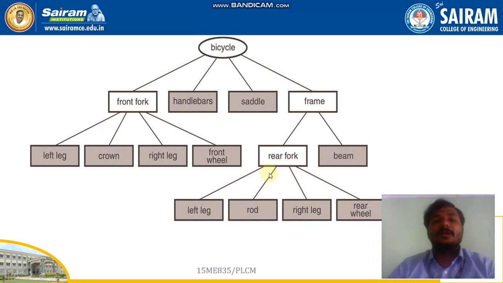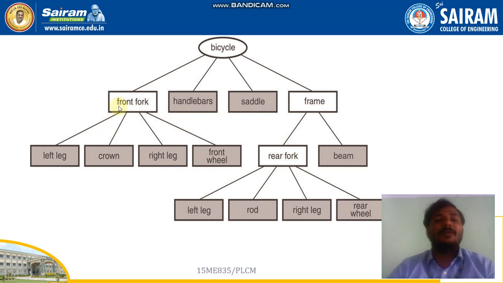If you want to make the rear fork sub-assembly, all these parts must be joined together, and only then will the rear fork be formed. When I put the rear fork and a beam together, joining these two parts, the frame will be formed. Again, the front fork, handlebar, saddle and frame put together form one complete product. So what this product structure indicates is how we categorize the different parts and components to make one complete product. Left leg, rod, right leg and rear wheel all belong to the rear fork.